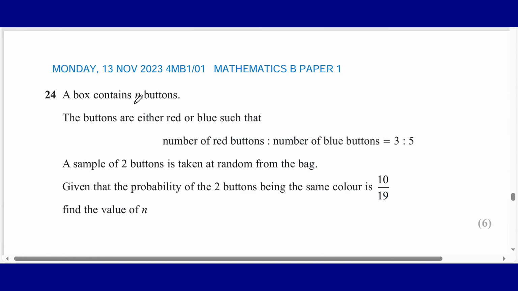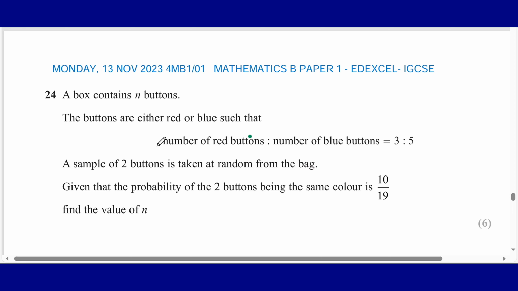So a box contains n buttons. The buttons are either red or blue, such that the ratio of the number of red buttons to the number of blue buttons is 3 to 5. A sample of 2 buttons is taken at random from the bag. Given that the probability of the 2 buttons being the same color is 10/19, find the value of n. This question is worth 6 marks.